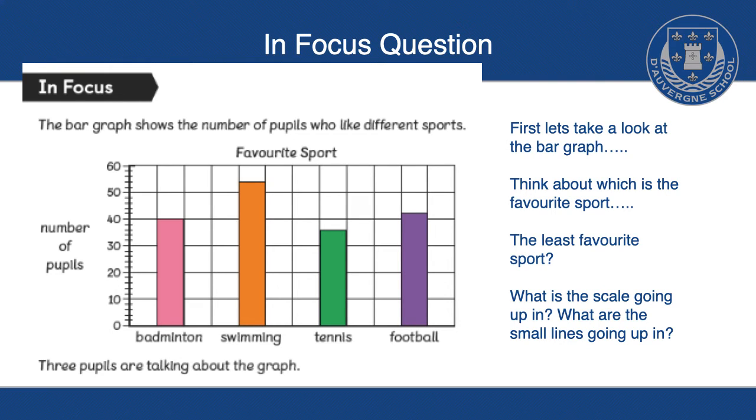Okay, you might want to write down the favourite sports in which order, so which was the middle favourite, how many pupils liked or preferred that sport, and so on. So as much information as you can write down now, do so, because you will need it. So pause the video and have a go.